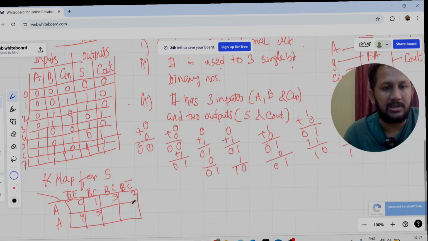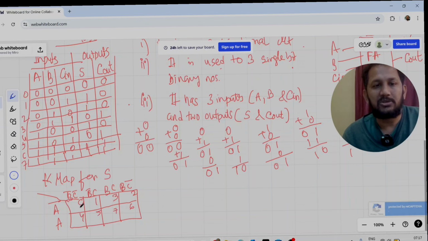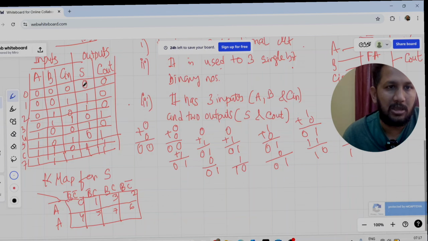4, 5, 6, 7. We need to remember the structure of the K-map for 3 variables: 0, 1, 2, 3, 4, 5, 6, 7. Now we need to put the value of S here. In the decimal value of 1, there is a 1. We need to find the min term. This is sum of product. In the second position, there is a 1. Then in the fourth position, there is a 1. Then in the seventh position, there is a 1.